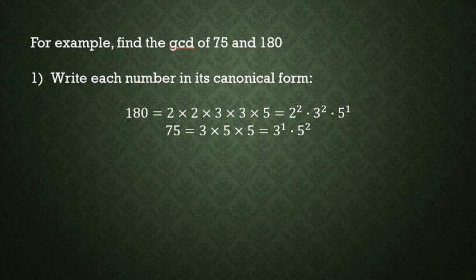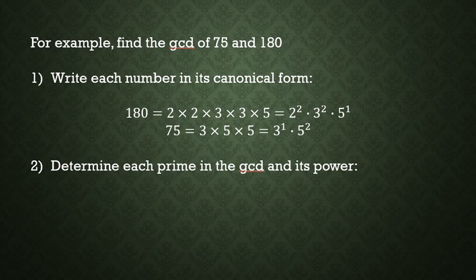And then we have 75, which is 3 times 5 times 5, which is 3 to the power 1 times 5 to the power 2, or 5 squared. Next up, we're going to determine each prime in the GCD and its power. So once again, to figure out the primes in the GCD and the power on that prime, we need primes that show up in both numbers. So in 180, the primes 2, 3, and 5 show up. In 75, only the primes 3 and 5 show up. So the two primes that occur in both numbers at the same time are 3 and 5.